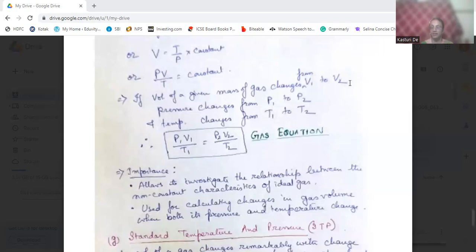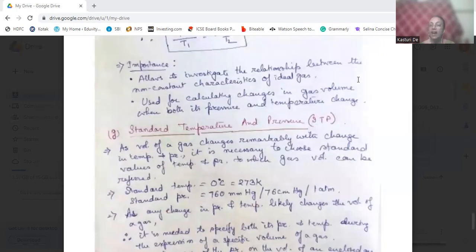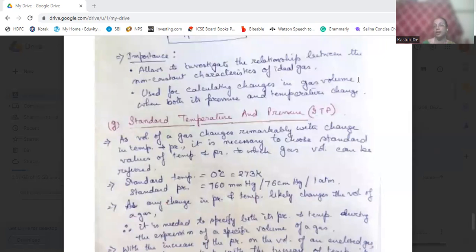Now, ideal gas. Ideal gas has a standard temperature and pressure. Ideal gas is the gas which has a standard temperature and pressure. So what is the standard temperature and pressure, or you can say STP?